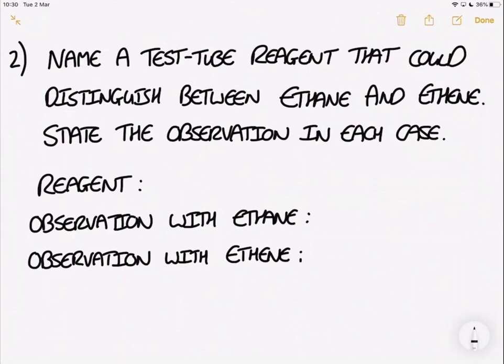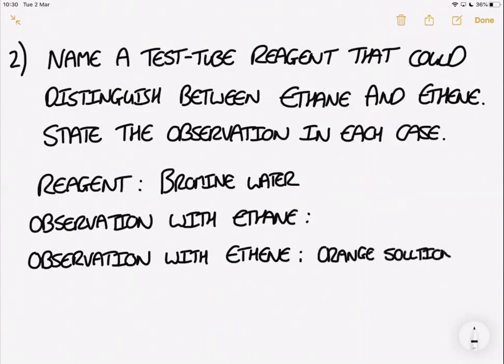Okay, so I'm assuming that you've at least tried to recall the reagent and the observation with ethene, okay? So what we should be saying is that our reagent is bromine water. That's the name we give to it, right? Bromine dissolved in water. And the thing that you're supposed to know about this is that in the presence of an alkene, an orange solution turns colorless. It turns into a colorless solution.